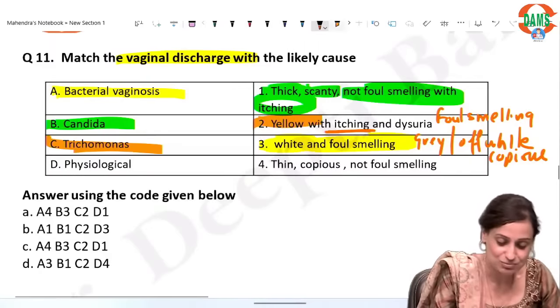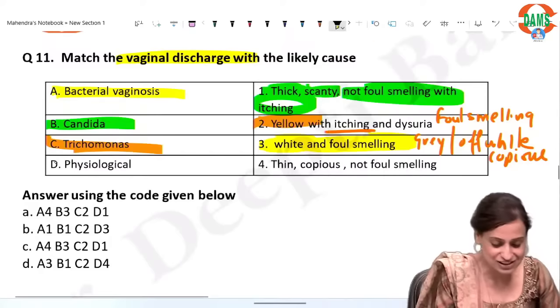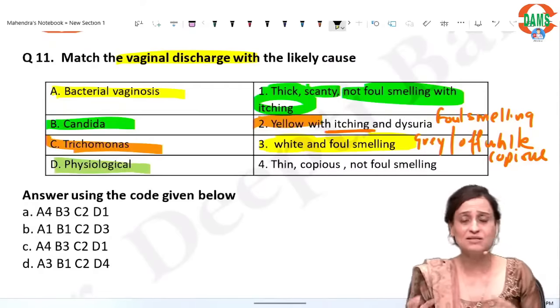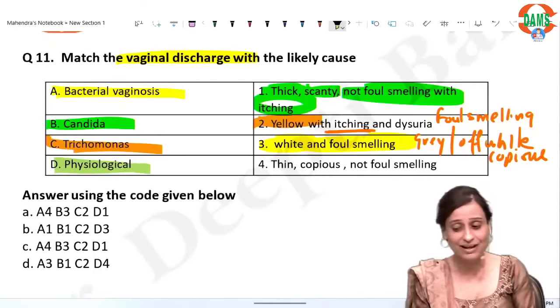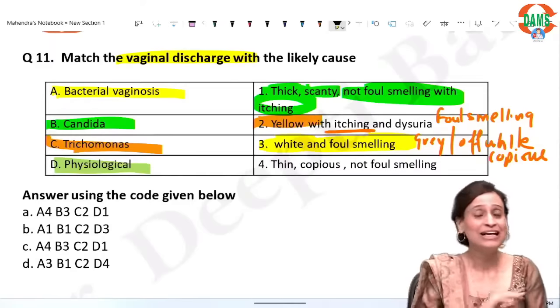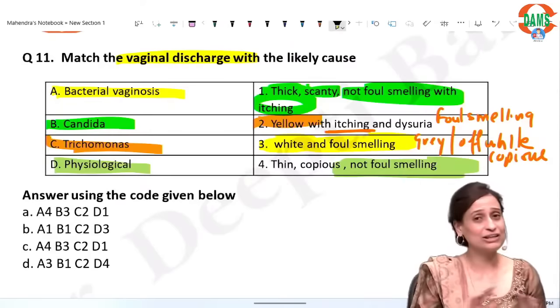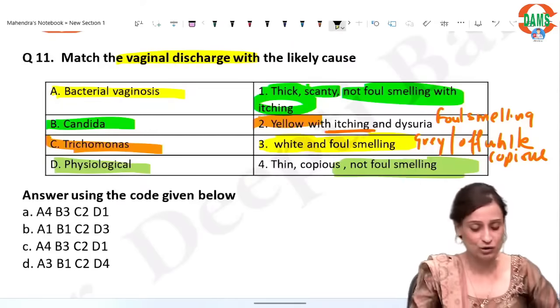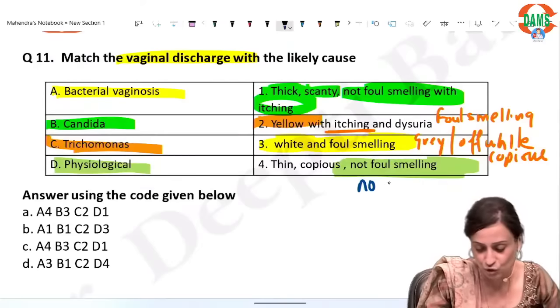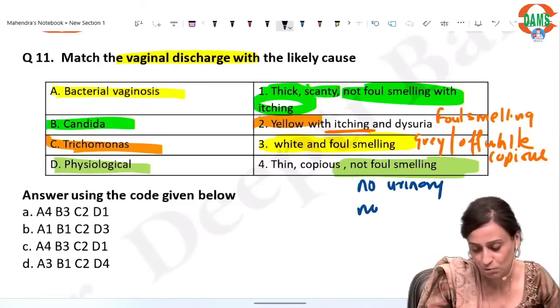Physiological discharge. So please remember, physiological discharge may be copious, may be scanty. It may be thick, it may be thin, but it should never be foul smelling. Okay, and there should never be itching, there should never be urinary symptoms. So no urinary symptoms, no pruritus.